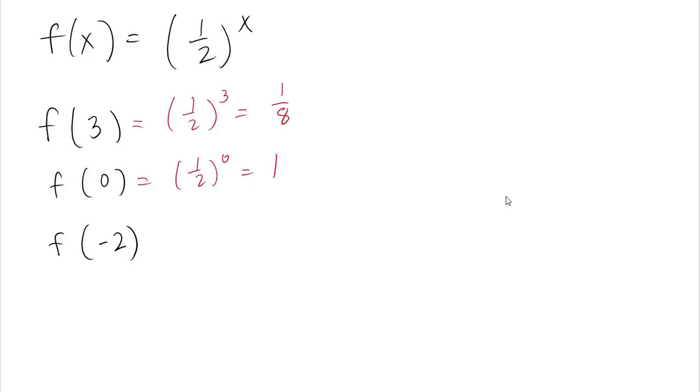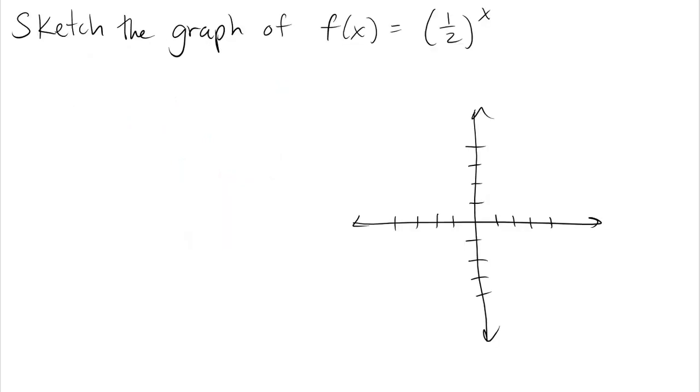Any non-zero base to the 0 power is 1. f(-2) is the reciprocal of the base squared. So the reciprocal of 1/2 is 2, and we raise that to the second power, and we get 4. Let's plot these points in the plane and see what this graph is going to look like. We said f(3) was 1/8, so that point is just barely above the x-axis. f(0) was 1. And f(-2) was 4. So the graph kind of bends down as you move to the right this time.